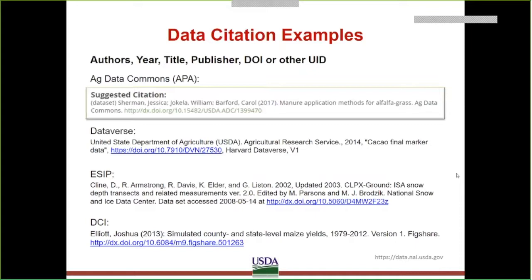So here are some examples from some different organizations or coalitions. Ag Data Commons adopts the APA citation style and provides a recommended citation with each data set. So this is an example here that you see at the top. We also plan to provide additional download citation formats for importing into reference managers such as EndNote, BibTeX, and Zotero, which we'll see in a few minutes.